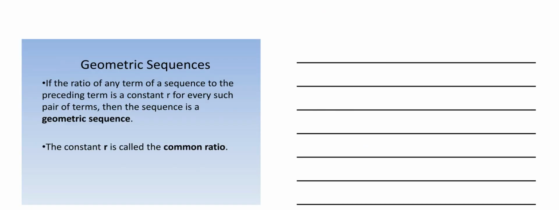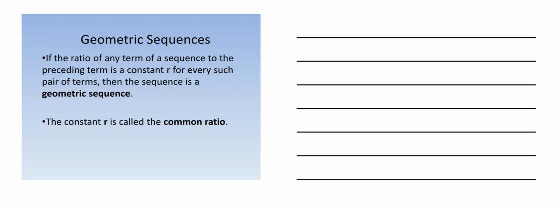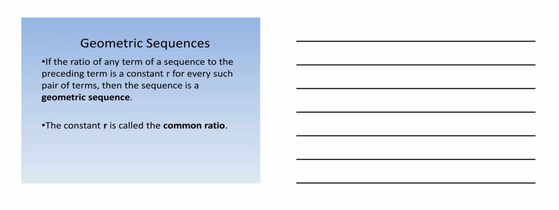So, geometric sequences. Geometric sequence: if the ratio of any term of a sequence to the preceding term is a constant r for every such pair of terms, then the sequence is a geometric sequence. The constant r is called the common ratio. So common ratio is what makes it a geometric sequence. So once again, if the ratio of any term of a sequence to the preceding term is a constant r for every such pair of terms, then the sequence is a geometric sequence. And once again, the constant r is called the common ratio.